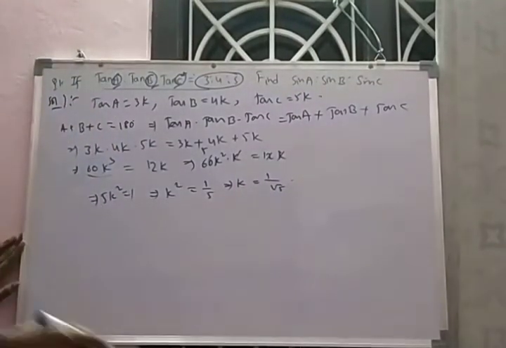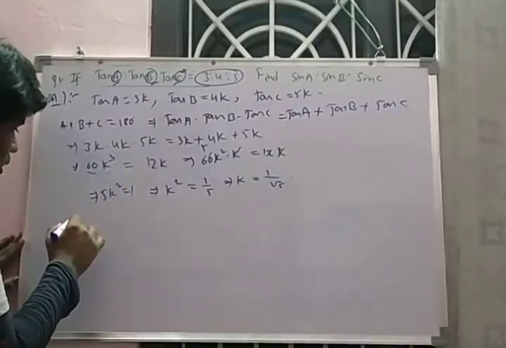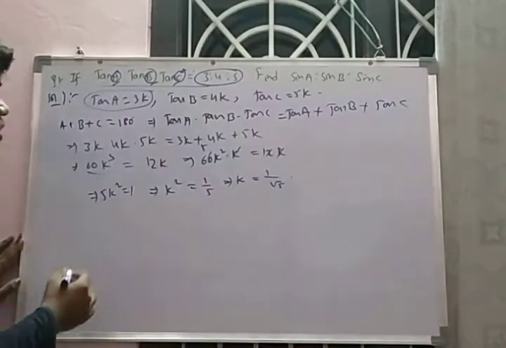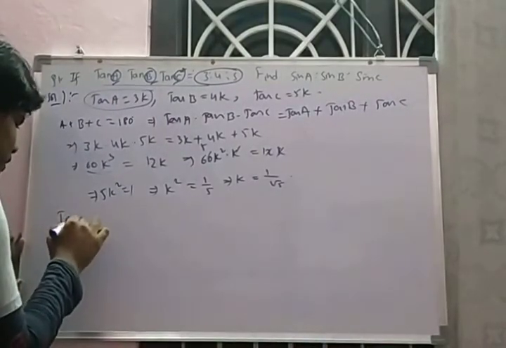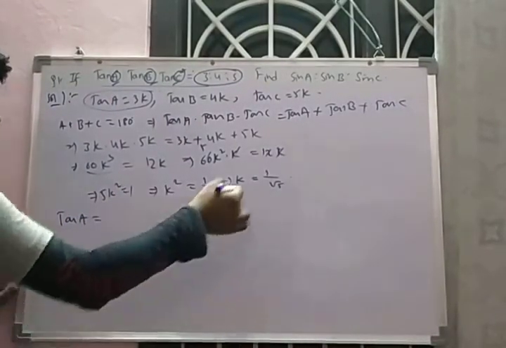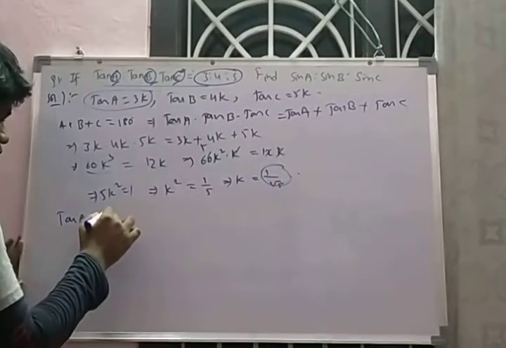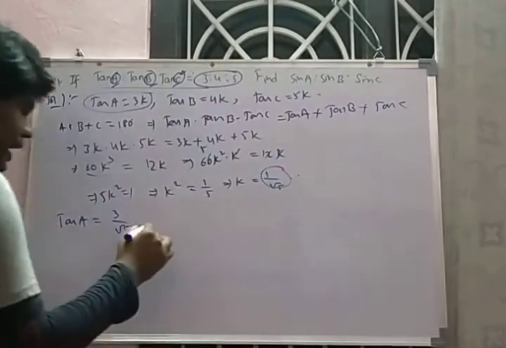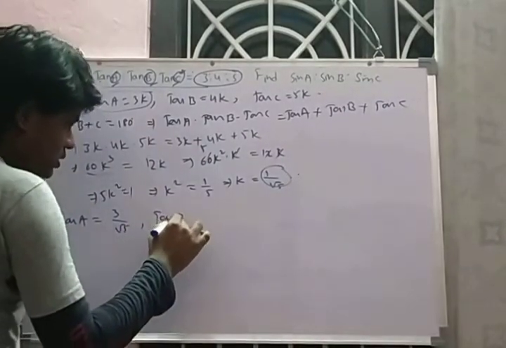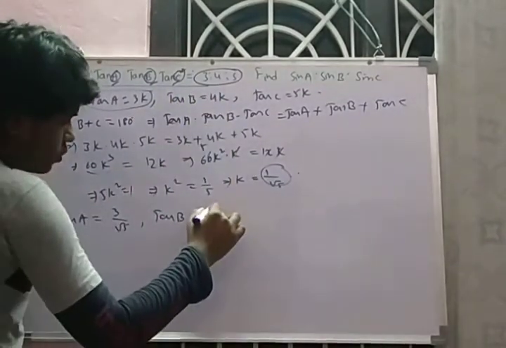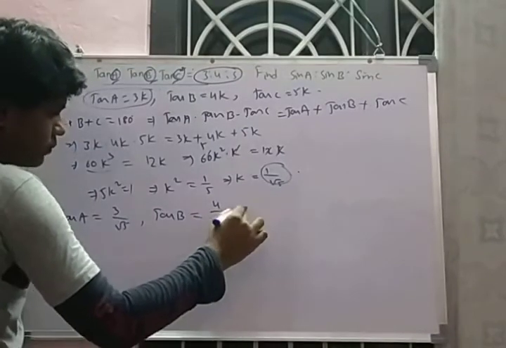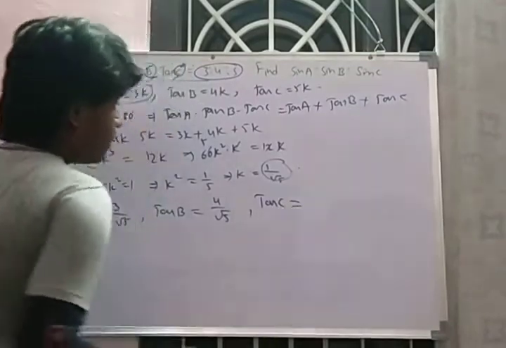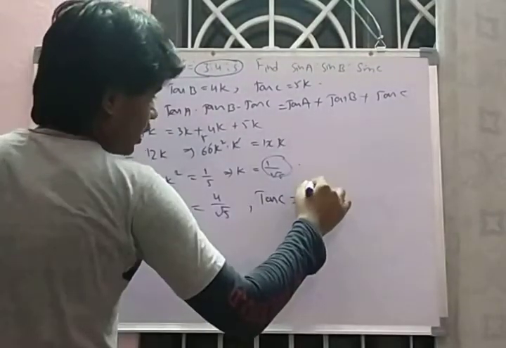Okay. Now see, we consider that tan A is equal to 3k. Here k is 1 by root 5. So tan A is 3 by root 5. Tan B is 4k, so 4 by root 5. In the same way, tan C is 5k, so that is 5 by root 5.